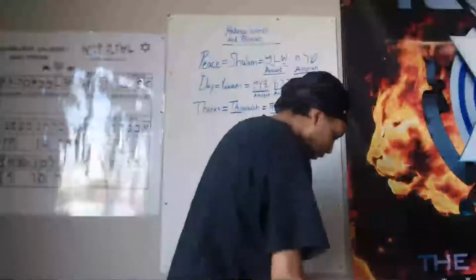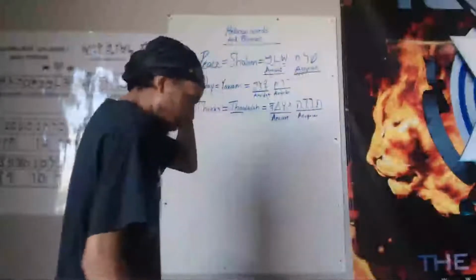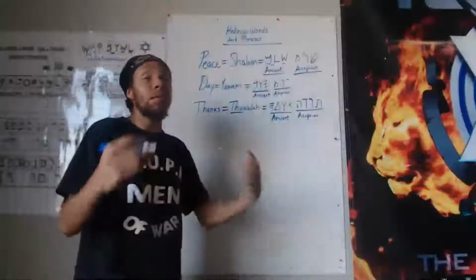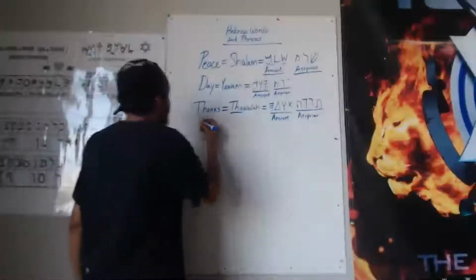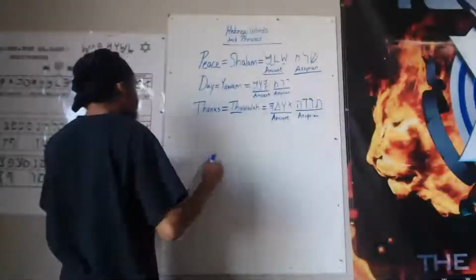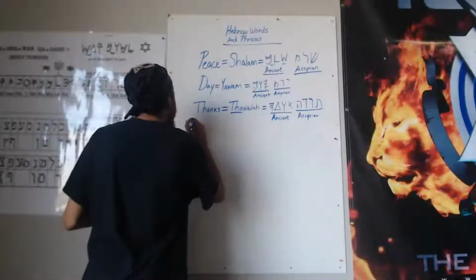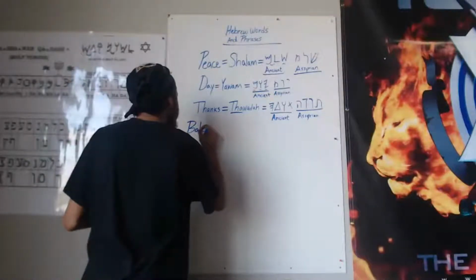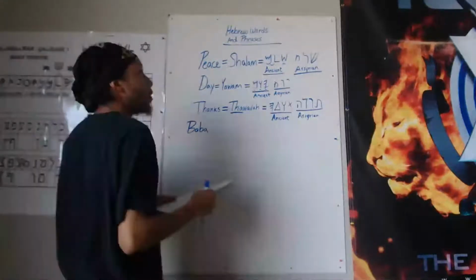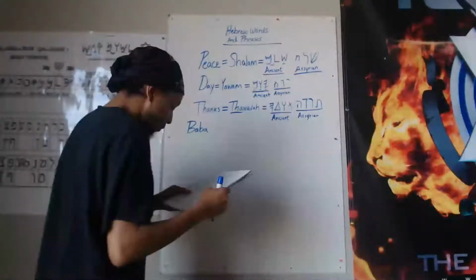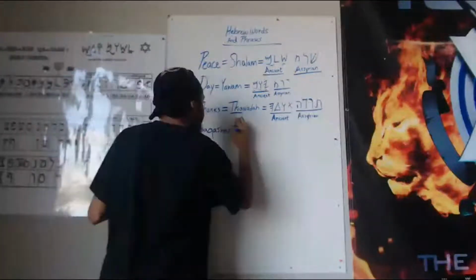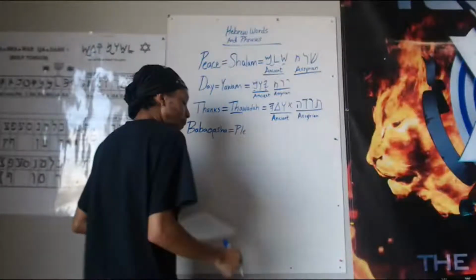Now the next word we're going to get into is the word that we call Baba. Baba means please. I always have to look at the word because it's pretty long. Please. Exactly.